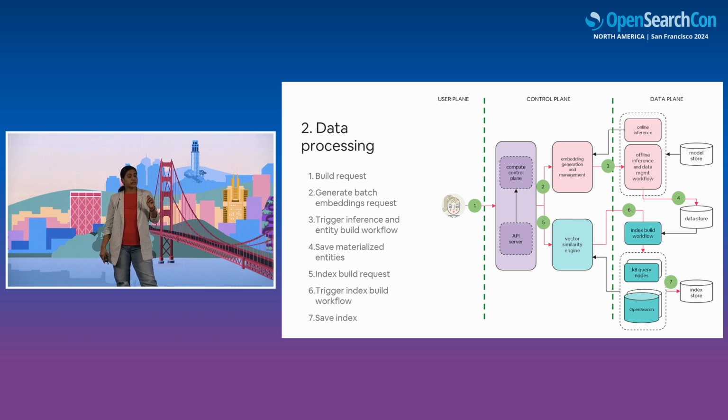The inference step uses the models configured in the entity collection schema to build embeddings from the raw features. Once embeddings are generated, we package them along with other metadata that may be needed for filtering into a well-defined entity document and save them to the data store. Once these entities are generated, we start building the search index. An index build request to the vector similarity component triggers the index build workflow, and this workflow looks at the index schema to build all the necessary indices. Finally, once the indices are built, we save them to the index store to be pushed later for serving queries.